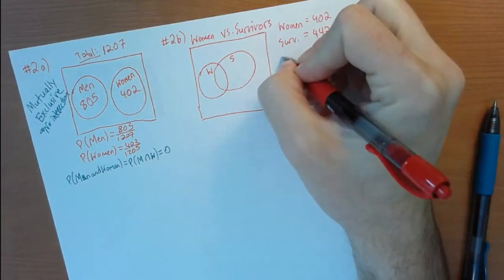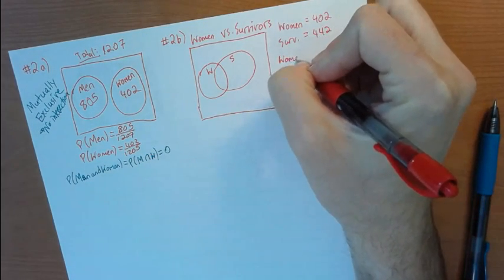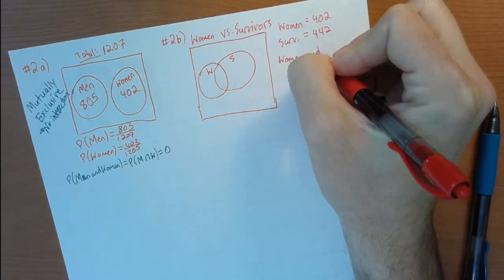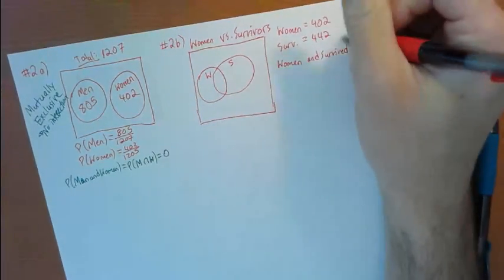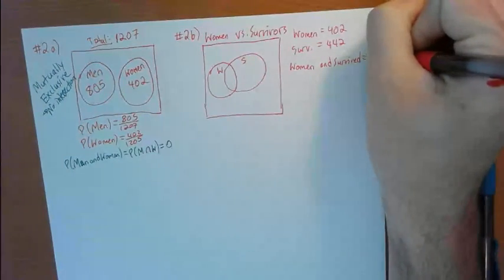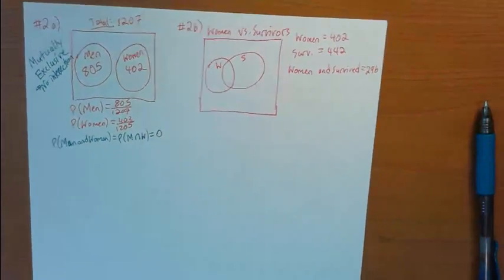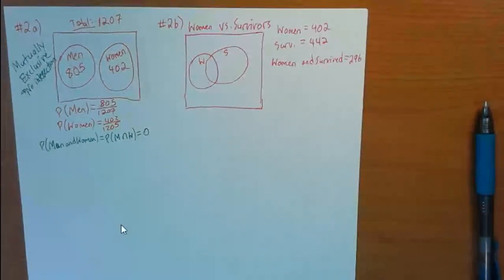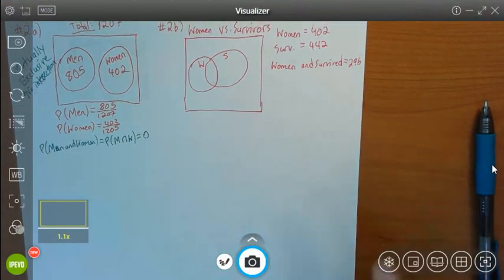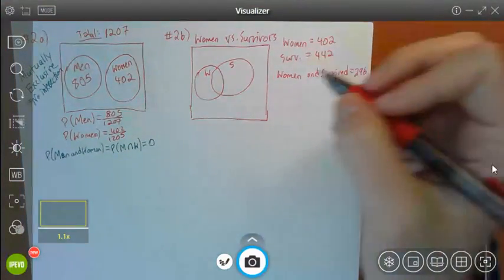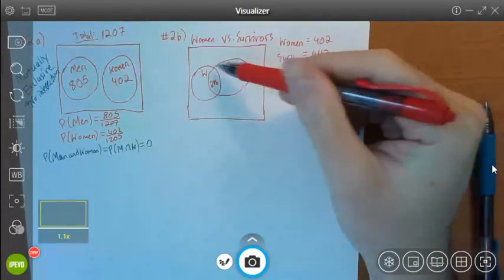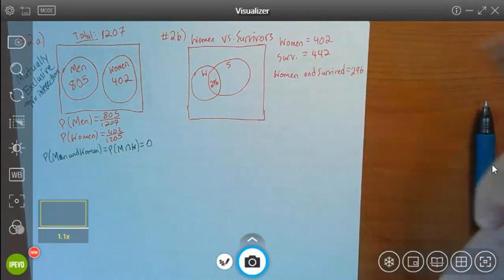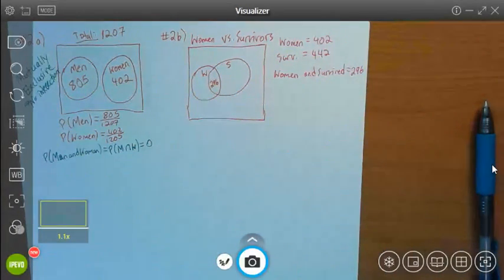So the women and survived equals 296 people. Yeah, 296. So what we can do to make our Venn diagram a little bit easier to see here is that we can fill in the 296 in the middle for both. And that 296 is a part of our women's circle and a part of our survivor circle. So we need to show that in our Venn diagram.